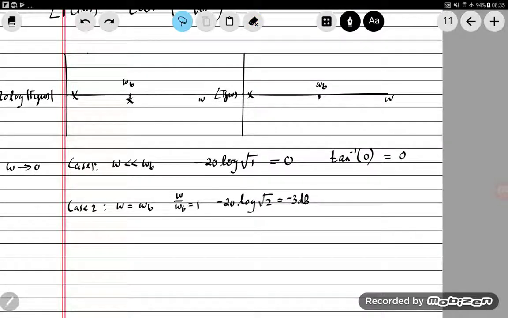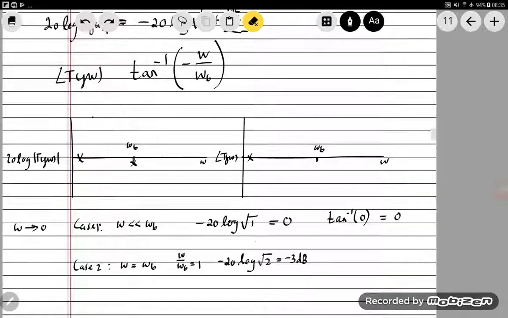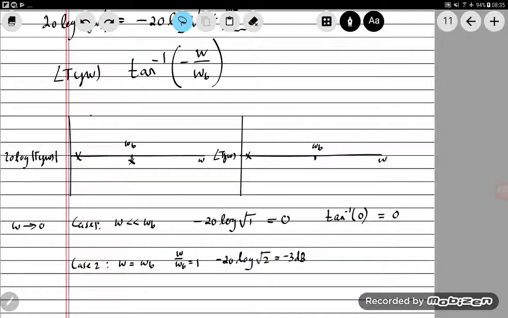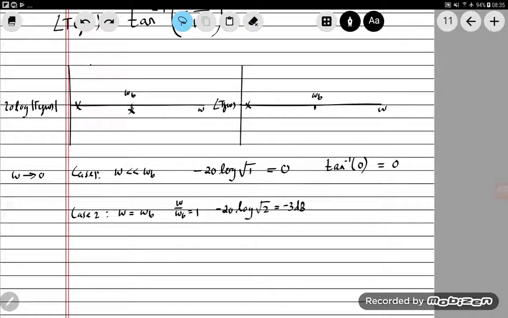point at omega b. The phase, well, if omega is equal to omega b, then this will again go to 1, and that means our phase is just the arctangent of negative 1, and that is equal to negative 45 degrees. So we can make a point here for when omega is equal to omega b, approximately equal to negative 45 degrees. So our phase will at small frequencies go through that point, and when omega is equal to omega b, it will go through that point.